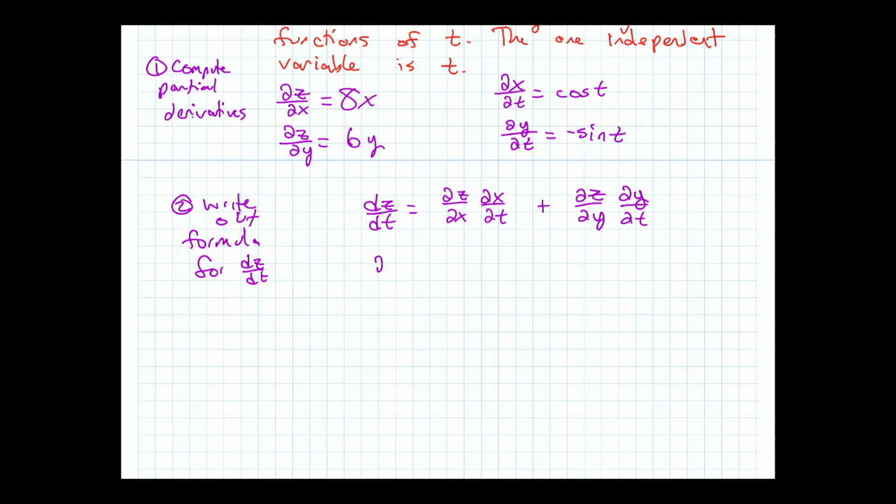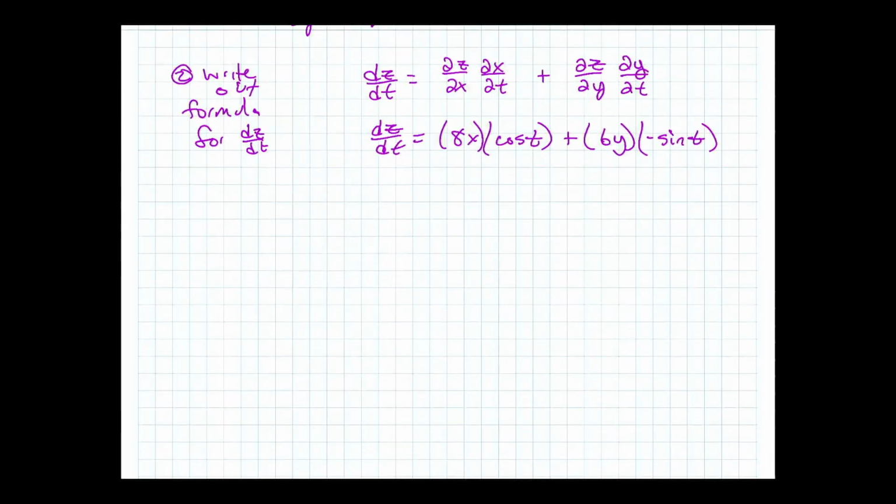So you have dz dt is dz dx, which is 8x, times dx dt, which is cosine t, plus dz dy, which is 6y, times dy dt, which is negative sine t. So you end up simply with 8x cosine t minus 6y sine t, like that. And that's your dz dt.